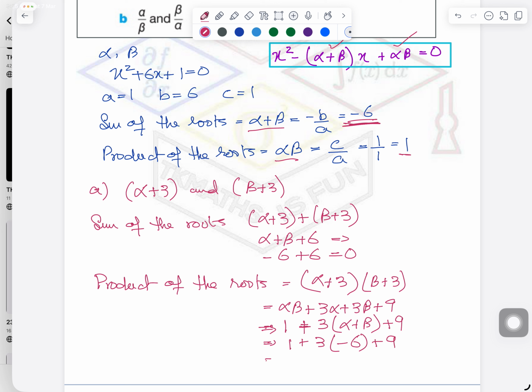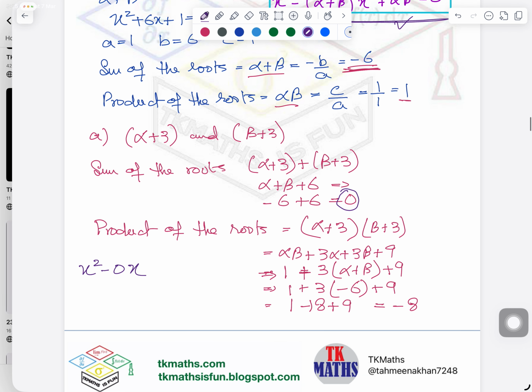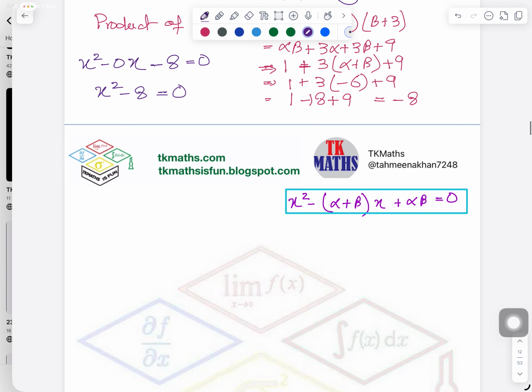Now simple calculation. 6 threes are 18, plus 9. So the answer is minus 8. So my final quadratic equation will be x square. Now you know I'm using this one. I'm just substituting sum of the roots here and product of the roots here. Sum of the roots is 0, so I will write here minus 0x. And product of the roots is minus 8. So the final form of the quadratic equation will be this. So I hope you understood this. Let's see another example.